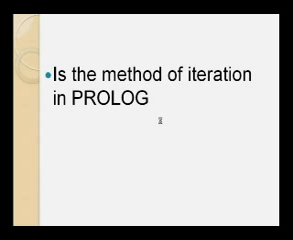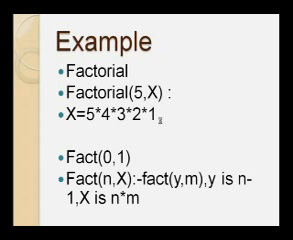Now we'll take a simple example to understand this. When you want to take the factorial value of a given number, using a recursion method will be a better solution to the problem. Now we have a factorial function. The output will be stored in the variable called x, and the output will be calculated like this.